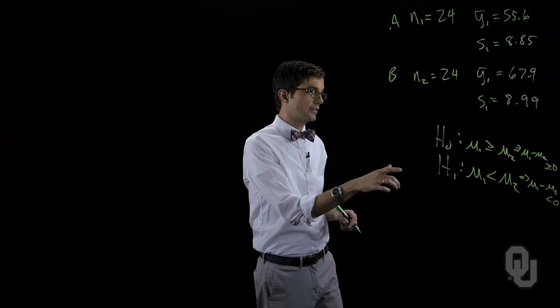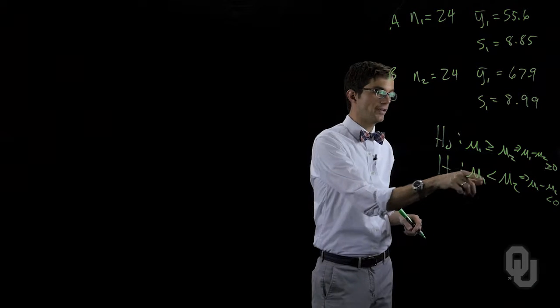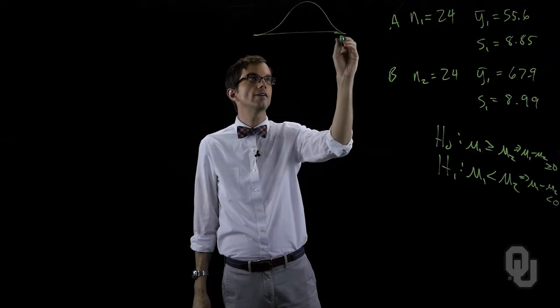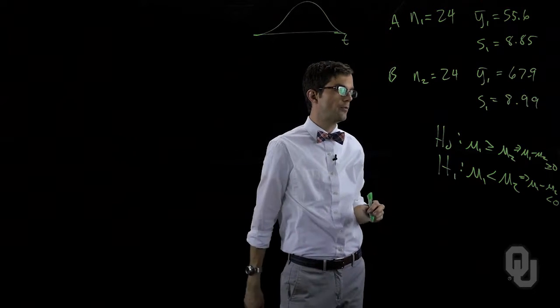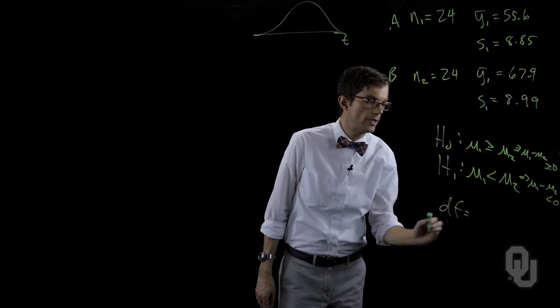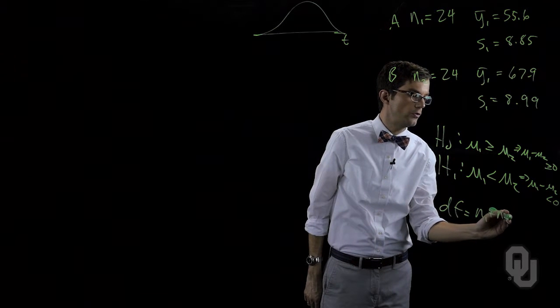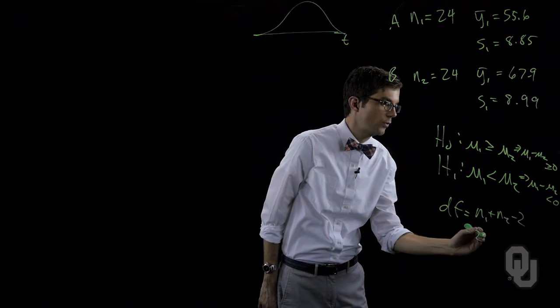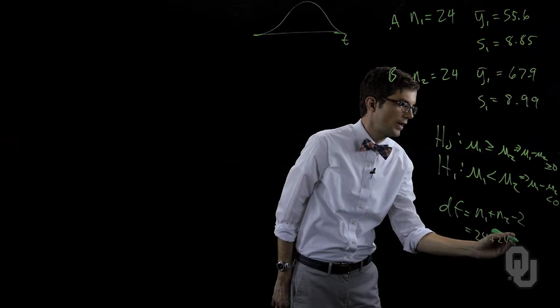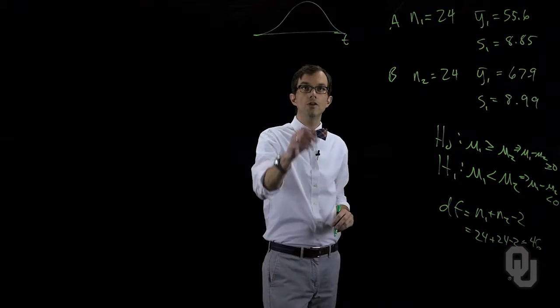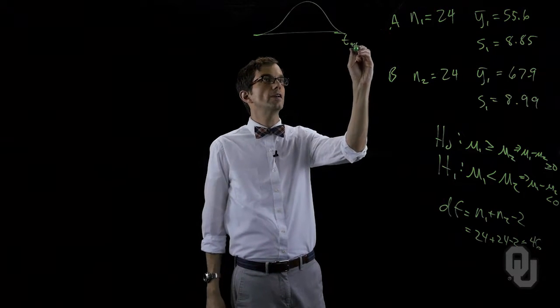So now let's address this problem. Okay, this is a one-tailed test. We need to figure out what these degrees of freedom are. Degrees of freedom here would be N1 plus N2 minus 2. That's 24 plus 24 minus 2, which is 46. So now we've got 46 degrees of freedom.